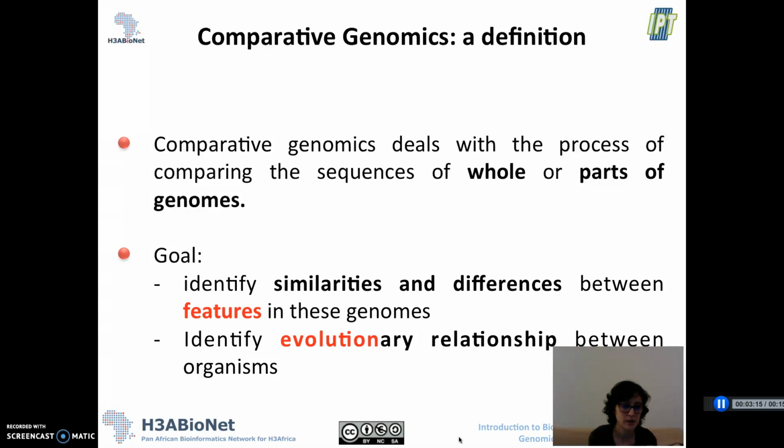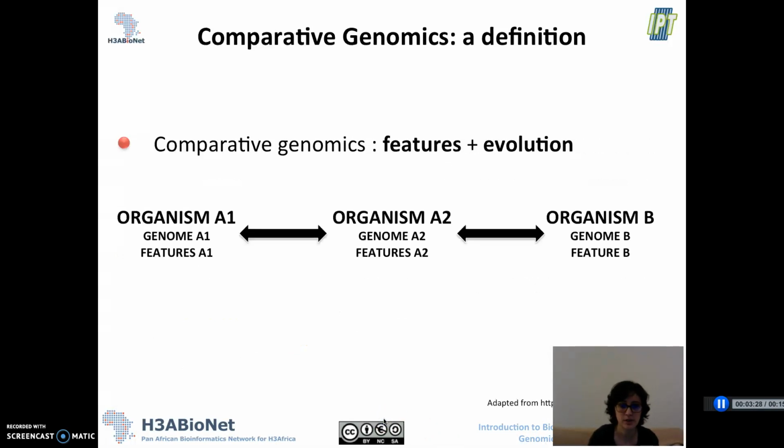And what you will get is two keywords here, features to compare in a genome, and you'll also get an idea about the evolutionary relationship. So as I told you, two keywords here, features and evolution. Doing comparative genomics is basically taking different organisms or different genomes of these organisms or different features, like genes for example, of these organisms, and then trying to compare them.